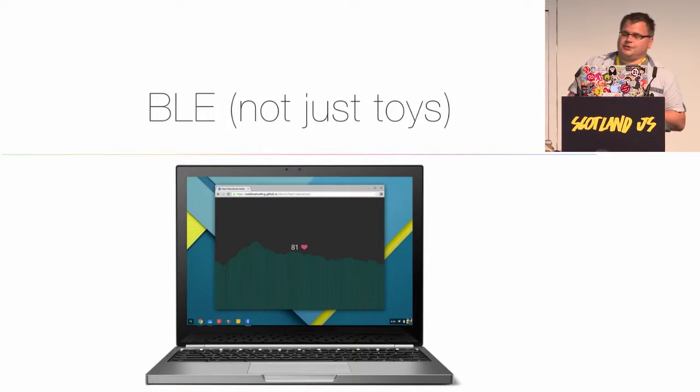But yeah, it's not just toys. I mean, we all love toys, but it's not just toys. So this is showing a heart rate monitor. There's a load of standard services within Bluetooth Low Energy, and one of them is heart rate. You can connect to that service and get a heart rate. Imagine not having to download an app anymore for a specific heart rate thing. You can just go to the one progressive web app and it would just work for every single heart rate monitor on the market, because they're all following the standard.